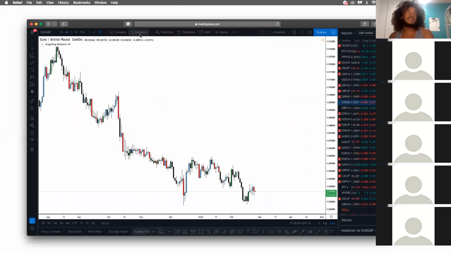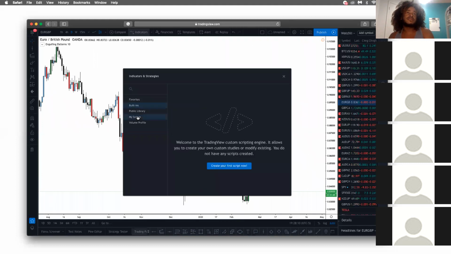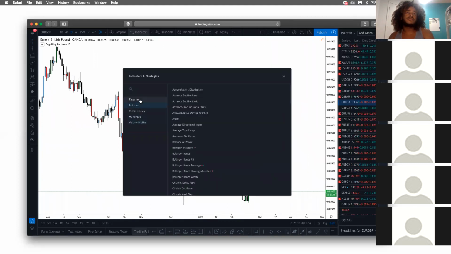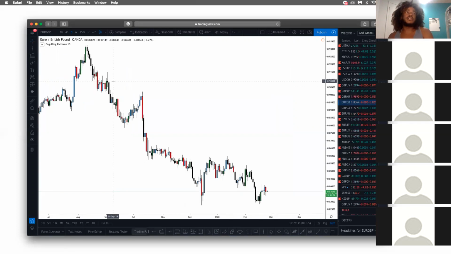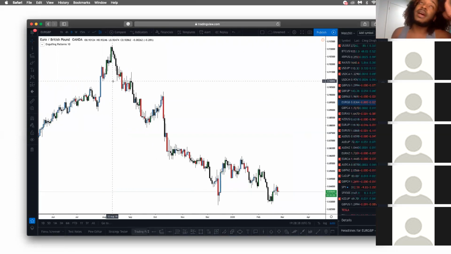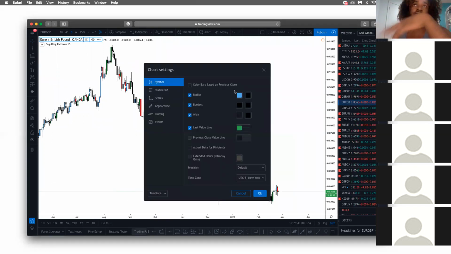The indicator I have on my chart is called bullish and bearish engulfing patterns auto detection, right? What that means, the engulfing candles are gonna be red for the bears, and the engulfing candles for the bulls are gonna be green, and then the regular candles are going to be blue and black. That's just how I set it up, right? If I didn't set it up this way, the regular candles are usually black and white, right?